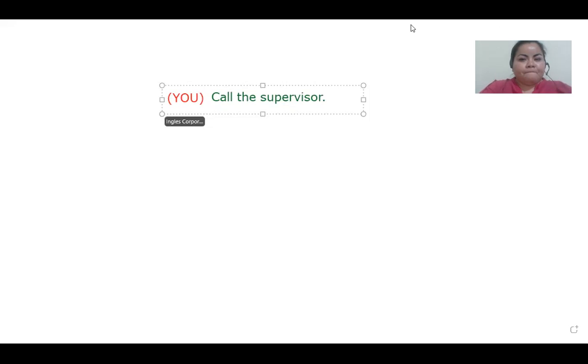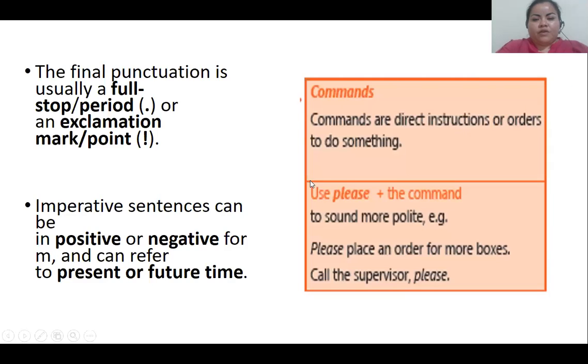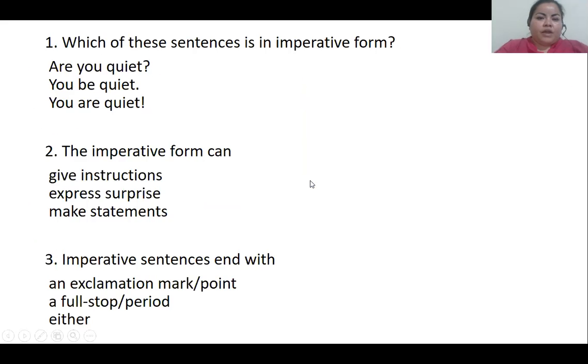Is that clear? Yes, teacher. Okay, very well. Okay, let's continue. We have here the next part, right? I have three questions for you. Which of these sentences is in an imperative form? You are going to do this individually. Just think about the three questions, okay? What are the answers for the three questions right now?